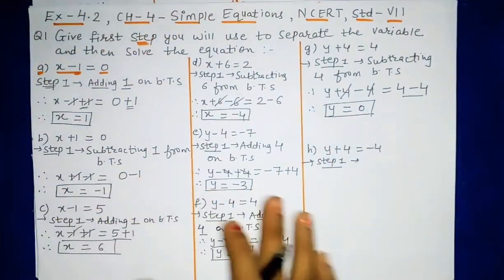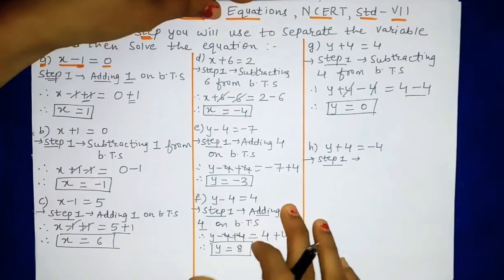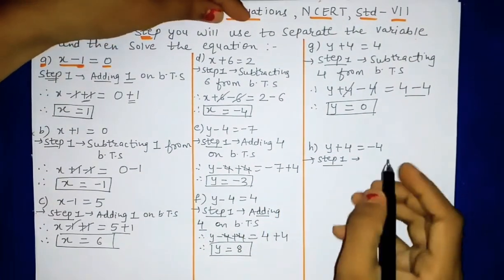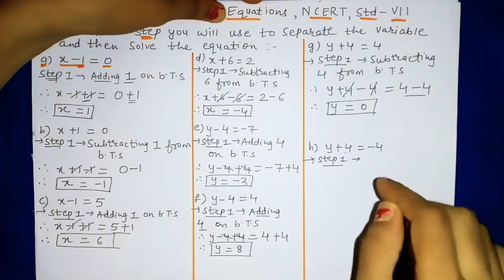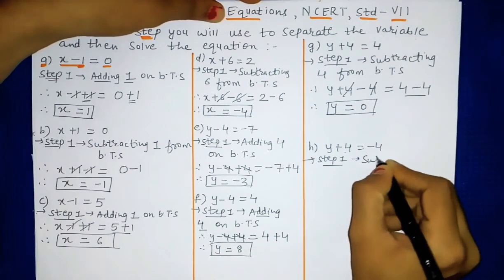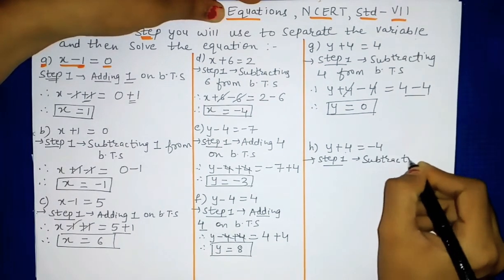Now last sum of question number 1. Y plus 4 is equal to -4. Again +4 is given. So we want to remove it. So we will do -4. So again we will do subtracting. So again same step.